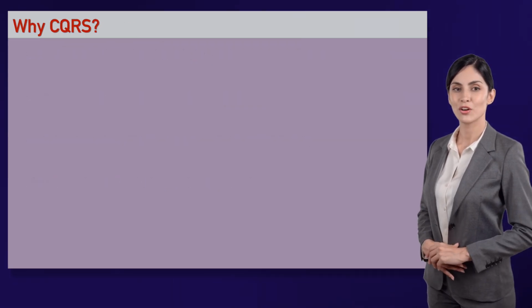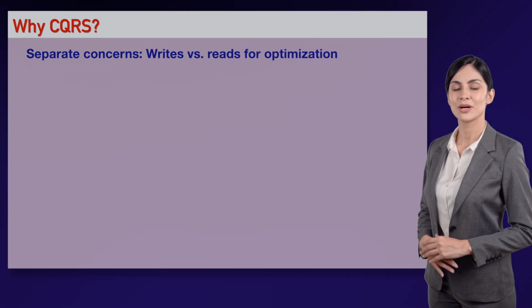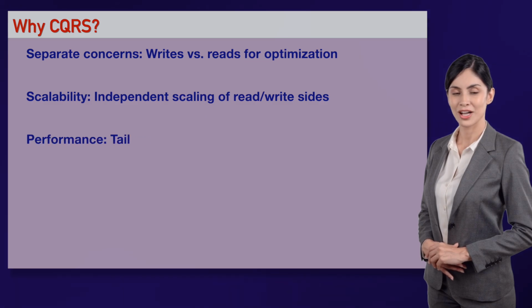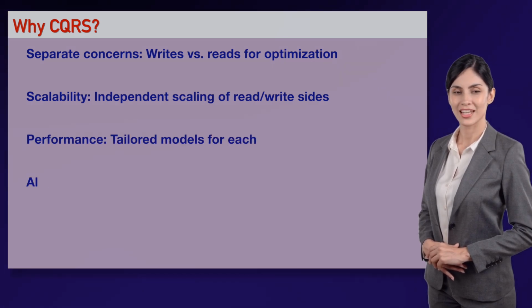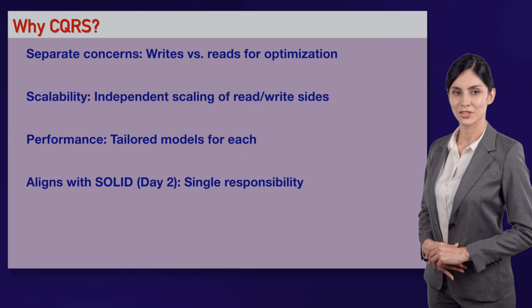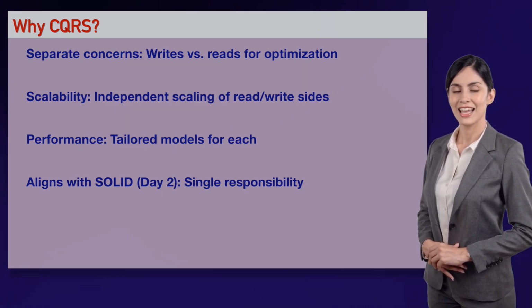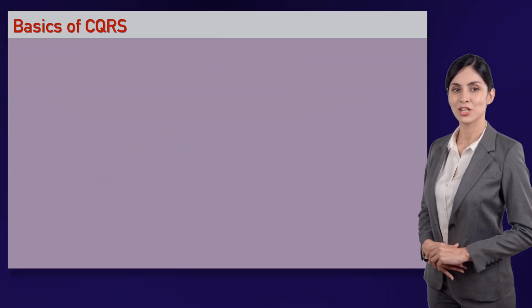Why use the CQRS pattern? It separates concerns by treating writes and reads with different models, allowing each to be optimized independently without compromise. This enables true scalability, where read replicas or materialized views can scale separately from write command handlers. Performance improves dramatically because queries can use denormalized, read-optimized structures, while commands enforce strict consistency. It perfectly aligns with Day 2's SOLID principles, especially single responsibility, by giving each side its own focused responsibility. Covering the basics of CQRS.